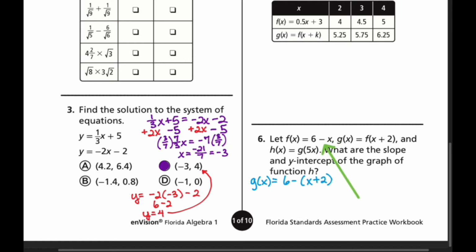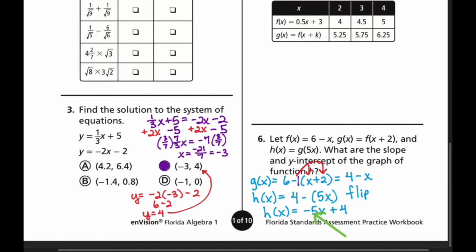instead of just 6 minus x. And it's important when you're plugging something in to put parentheses around it, because this is a minus sign, so that's actually meaning that there's a negative 1 there. So you're going to distribute your negative 1 into the parentheses. It does not mean that you're just subtracting it from 6. So I have to distribute that negative 1 in, which changes the problem to 4 minus x after you combine like terms. And now we're going to take that, and it says for h of x, I'm going to replace x with 5x. So instead of writing x, I'm writing 5x. But again, put it in parentheses, because that's actually going to turn into negative 5x. So then my answer, I'm going to rearrange it so that it has it in slope-intercept form, y equals mx plus b. So this is my y-intercept, and that is my slope.